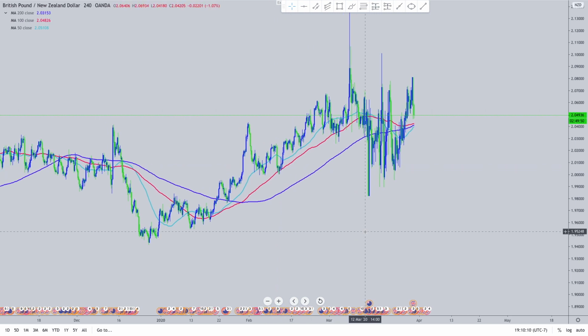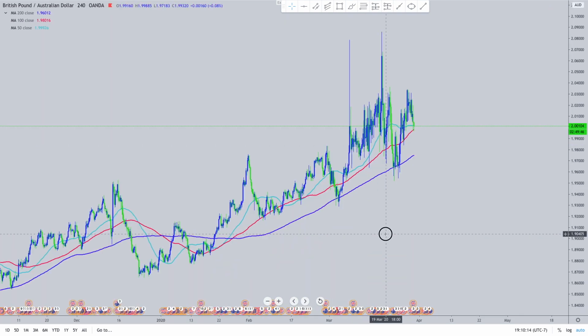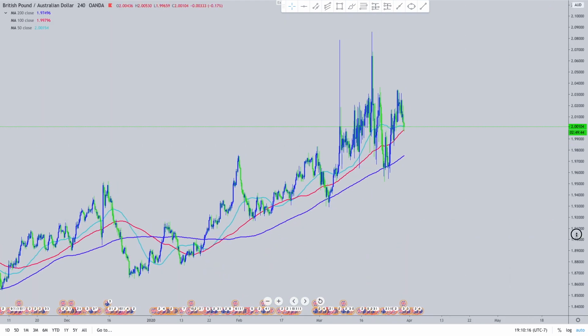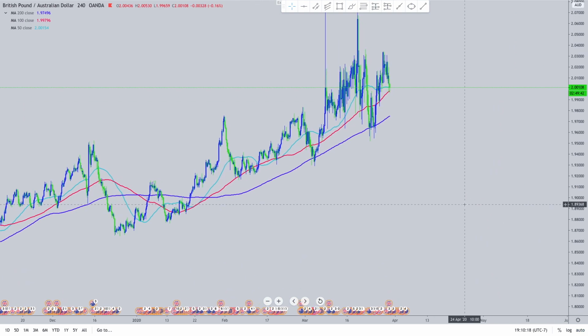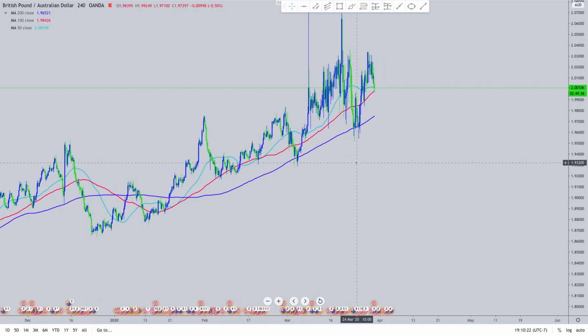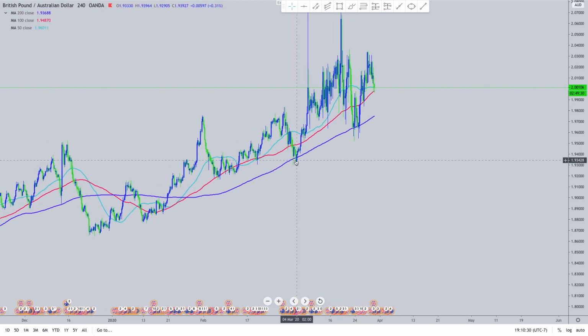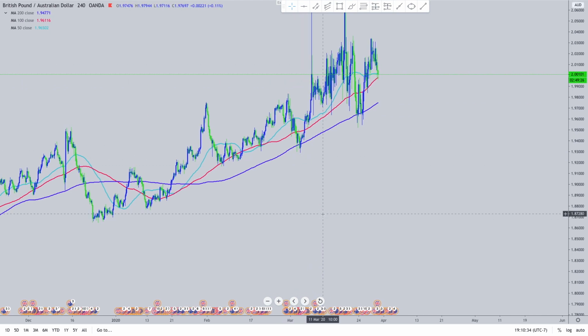Another example recently is the British pound Australian dollar. I actually used it a few times. Recently I used it here to take a buy on the 4-hour. I used the 200, and as you can see, the 200 has been respected. I also used it there to take a buy. So very helpful in this case.